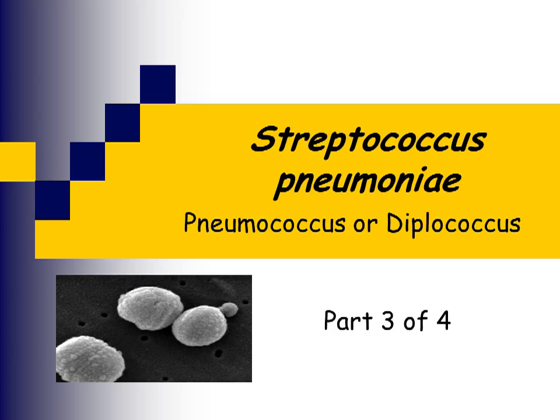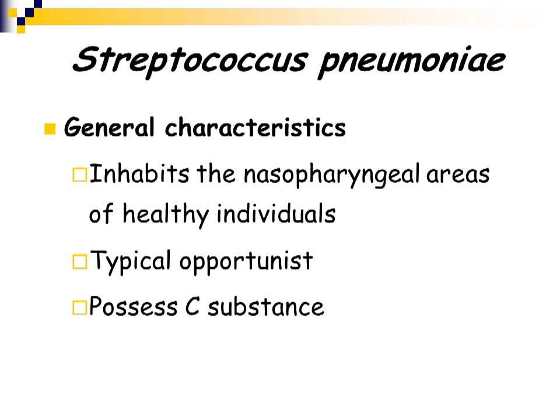We're now starting the third section of our Streptococcus lecture, and we are going to start out by talking about another species of strep, and this one is Streptococcus pneumoniae. In the clinical setting, Streptococcus pneumoniae is commonly referred to as pneumococcus or diplococcus. The characteristics of Streptococcus pneumoniae are that it is a normal inhabitant of the nasopharyngeal areas of healthy individuals.